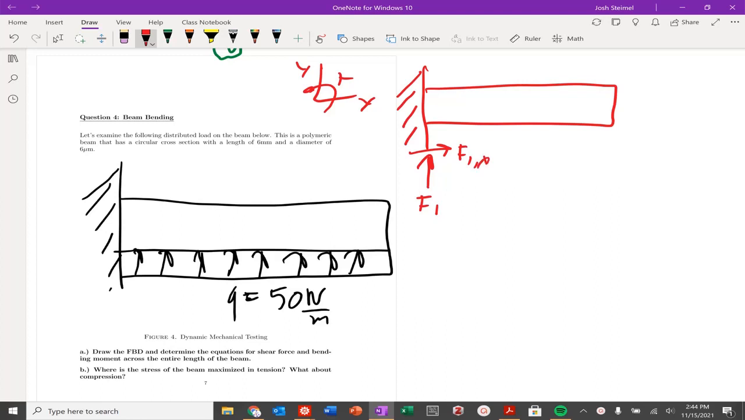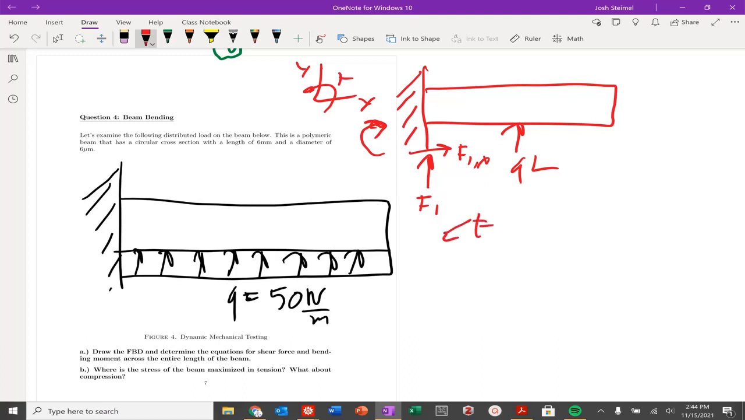Let's just call this x. And there's also going to be this distributed load, which we are going to treat as a point force, which is going to be Q times the entire length of our beam, L. So we're also going to have, as this goes up here, a moment that goes in the opposite direction as such. And now we can get started.